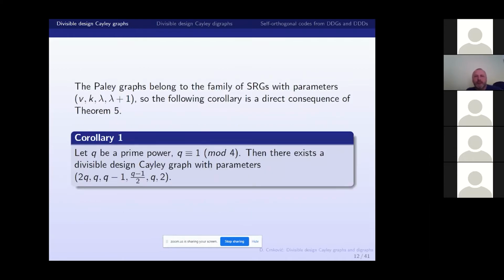And so we see that Cayley graphs belong to the family of SRGs with parameters v, k, lambda, lambda plus 1, so mu is equal to lambda plus 1. We can just use Cayley graphs in that construction from that previous theorem, and we get the following corollary. Let q be a prime power, which is congruent to 1 modulo 4. Then there exists a divisible design Cayley graph with these parameters. So we just plug in Cayley graphs in that construction from theorem 5.